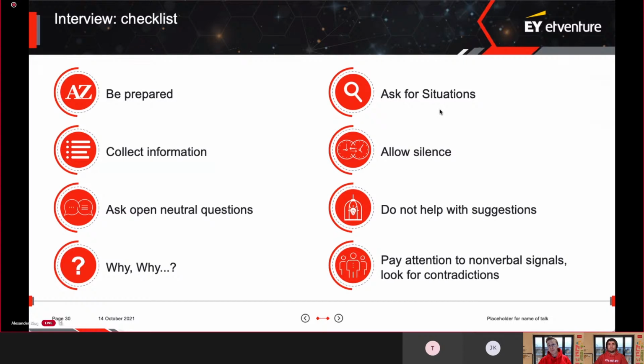Next step is to ask for concrete situations the user bases their problems and experiences on. Allow silence. I know this is always very difficult because it's very natural that we don't want to have silence in conversations, but really concentrate on doing that in the interviews as well. Do not help with suggestions. Try to not influence the user, really just give them the stage to talk. And of course, this is the last point, also don't only listen to their words, also pay attention to nonverbal signals and look for contradictions.